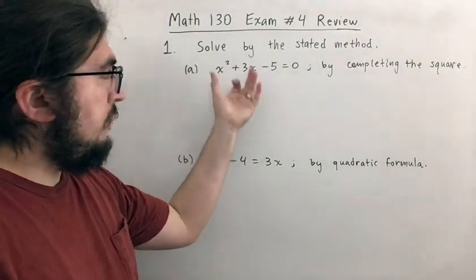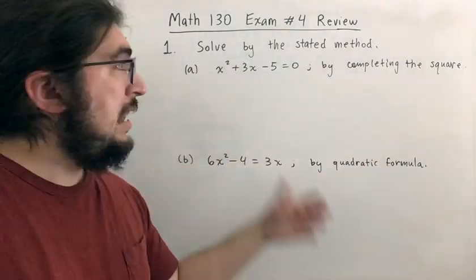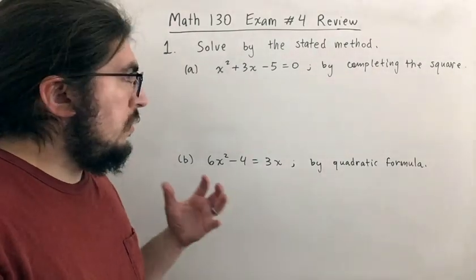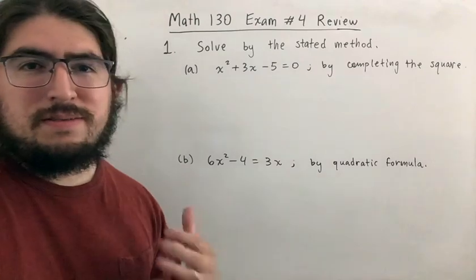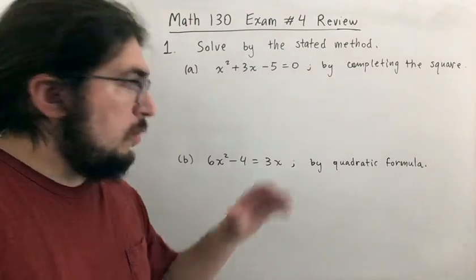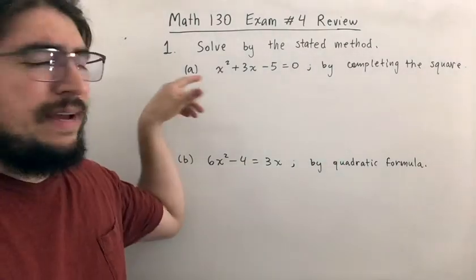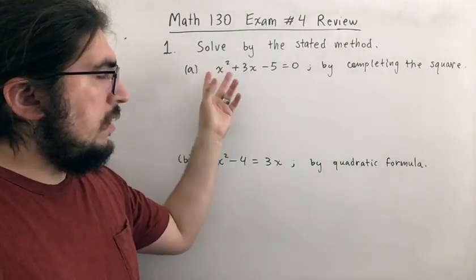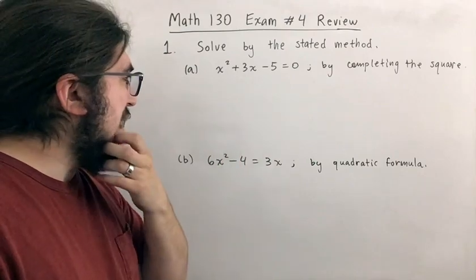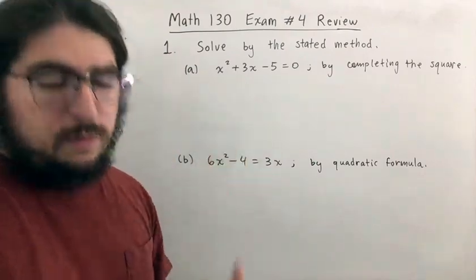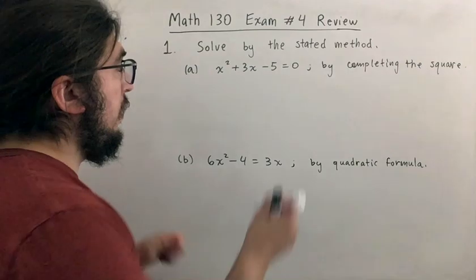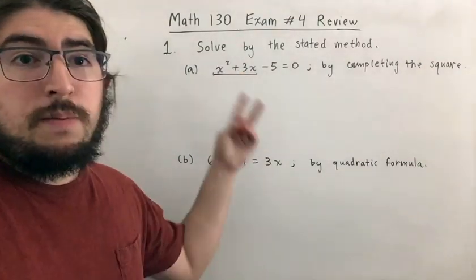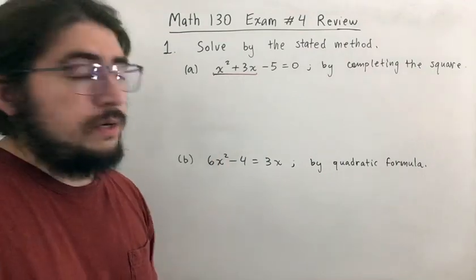For this one, I asked to do it by completing the square, and for the one below, I asked to do this by quadratic formula. The first thing to notice is that these methods are pretty different. For quadratic formula, we need it to be in the standard form, and for completing the square for part A, this form is okay, but really what we care about are just the x squared and x terms. We need to make sure there's no number in front of x squared, which there isn't here, so that's good.